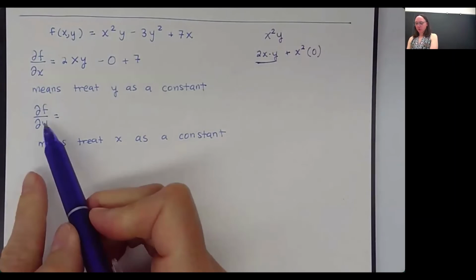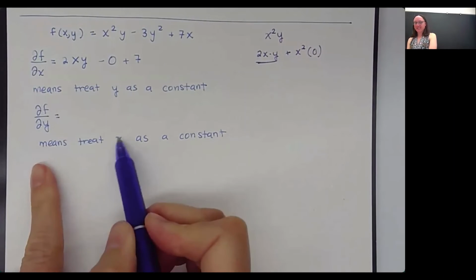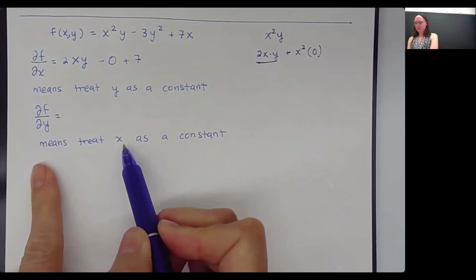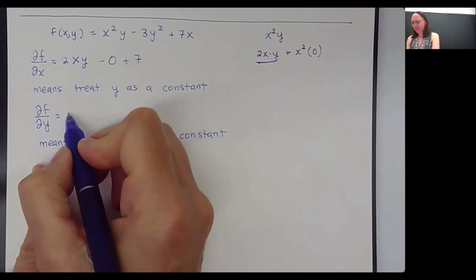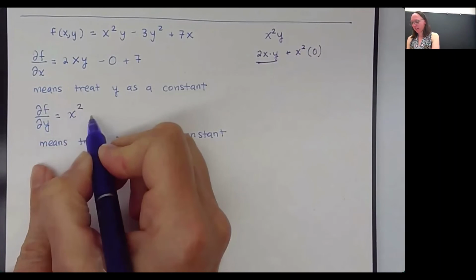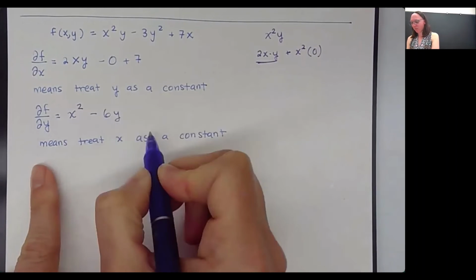So now if I flip this around and I treat x as a constant, then x squared as a whole thing is a constant, and I get x squared minus 6y plus 0.